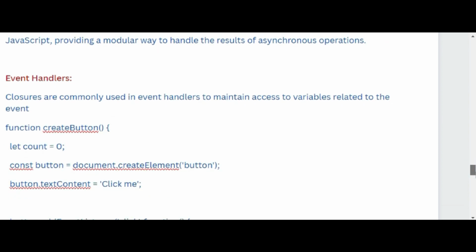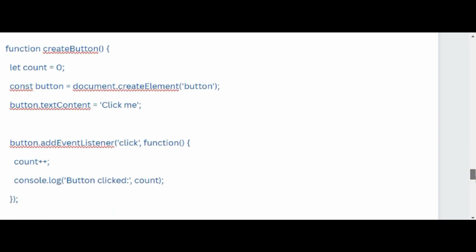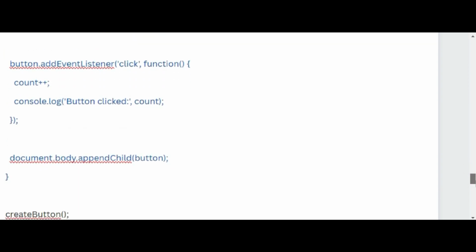Event handlers. Closures are commonly used in event handlers to maintain access to variables related to the event. Function createButton: let count equal to 0. const button equal to document.createElement('button'). button.textContent equal to 'Click me'. button.addEventListener('click', function) { count++; console.log('Button clicked', count) }. document.body.appendChild(button). createButton.